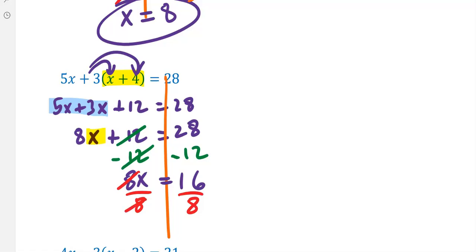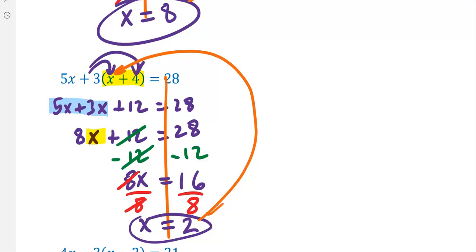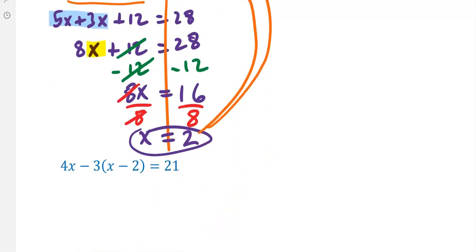Those 8's cancel each other out, and I am left with x equaling 16 divided by 8, which is 2. X equals 2. Now, if I want to make sure that answer is correct, of course, I will put it back into the original equation where x is, and make sure that this side simplifies to equaling 28 on that side.